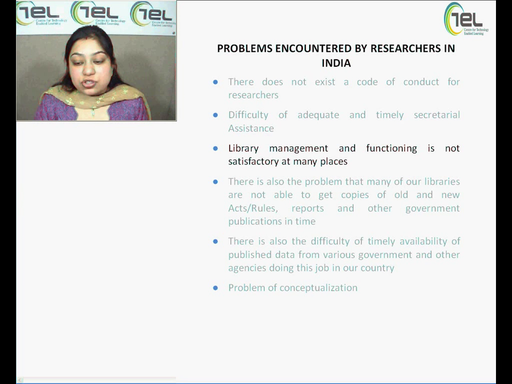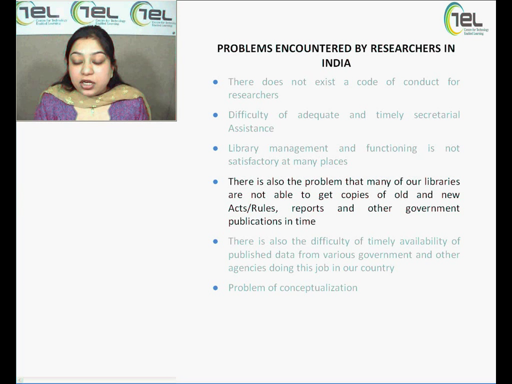Library management and functioning is not satisfactory in many places. All the information or literature review is available in one library, and some work is available in another library. A researcher has to visit all these libraries first, and then gather data, which is a very tedious job, and cost is involved too. There is also a problem that many of our libraries are not able to get copies of old or new acts and rules, reports and other government publications in time, which again is a problem for the researcher.